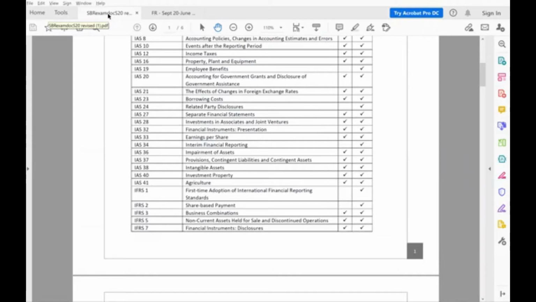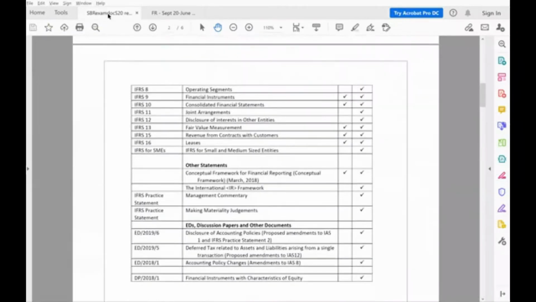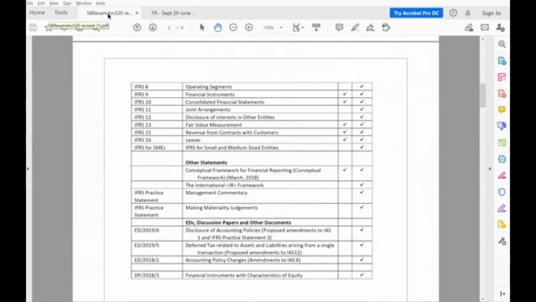IFRS 1 is not part of your syllabus. IFRS 2 is not part of your syllabus. IFRS 3, yes. 5, 7, and you don't have 8, you have 9 to some extent. 9 is a huge standard, but just a little bit of it is included in FR. You have IFRS 10, you don't have 11, you don't have 12, you have 13, 15, and 16. All right. Apart from this, you have the conceptual framework for financial reporting, which will be our first topic in the next class.